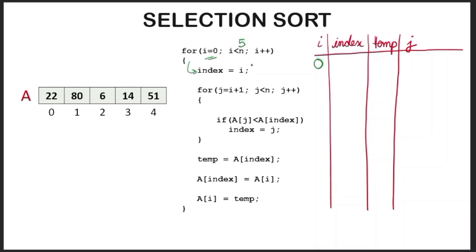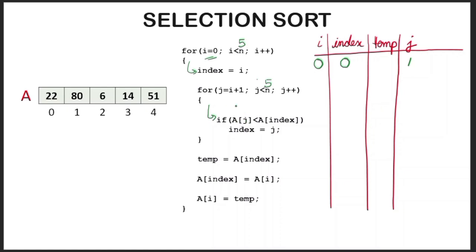Index is equal to i. What is the value of i? i is 0, so index is equal to 0. For j is equal to i plus 1. i is 0, so 0 plus 1 is 1. So j is assigned the value 1. Is 1 less than 5? n is 5, so yes, the condition is true. We will enter the for loop.